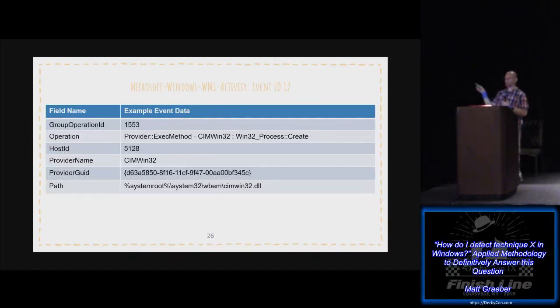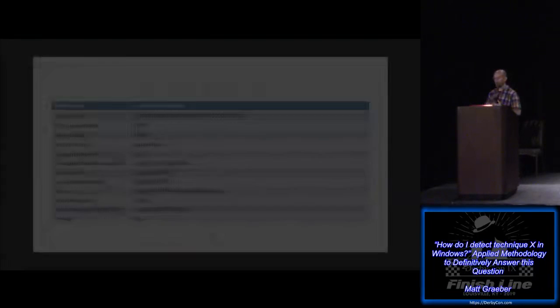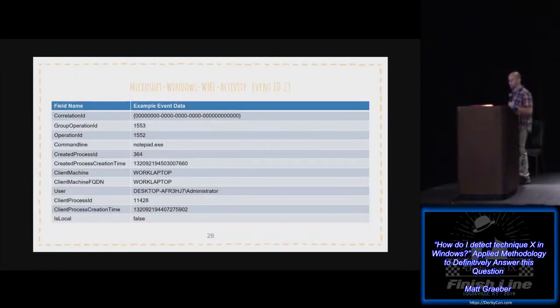Event ID 12, so Win32 process create right there. That's pretty handy, and we get a corresponding DLL path. So we got that event in the event log earlier that said that SimWin32 was loaded. It looks like this event ID tells us why, because Win32 process create was called, so that corresponding provider was loaded. Event ID 22, we get some additional interesting contextual information potentially related to the lateral movement activity. And then my favorite, event ID 23, which also includes the command line of what was executed.